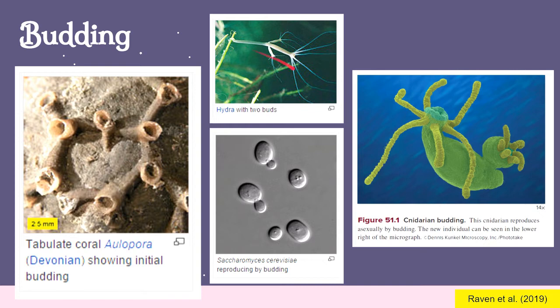So we see here Hydra, and then this is the main parent's body. Then growing from it are its two buds. Then we see here a Cnidarian, which reproduces asexually through budding. The new individual is growing on the lower right, as you can see here. Once it fully matures, it detaches itself and then becomes a whole new Cnidarian organism. Then we have here Saccharomyces cerevisiae, and very obviously the buds are growing from the parent's body.